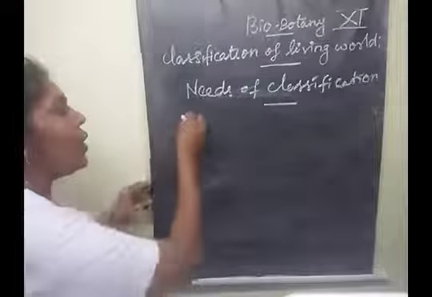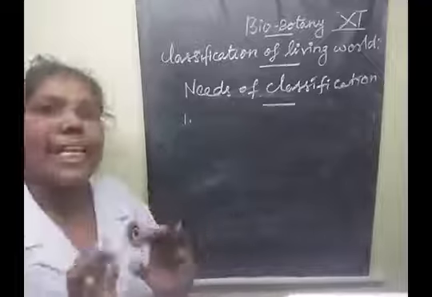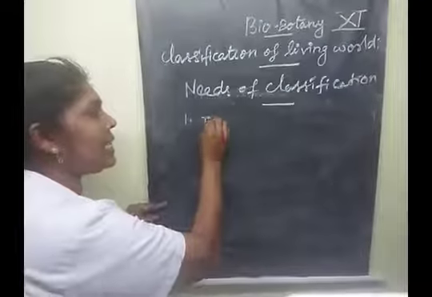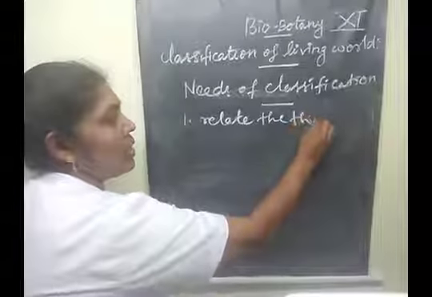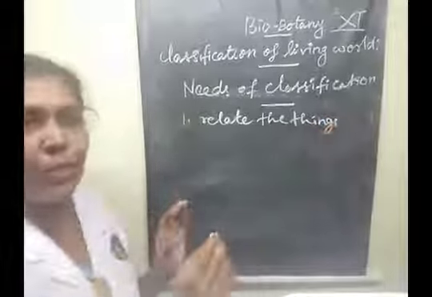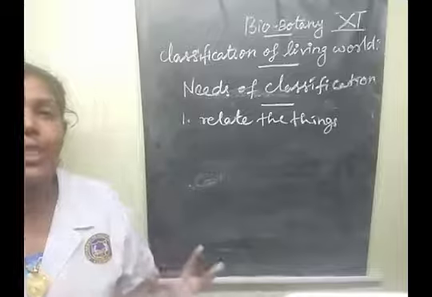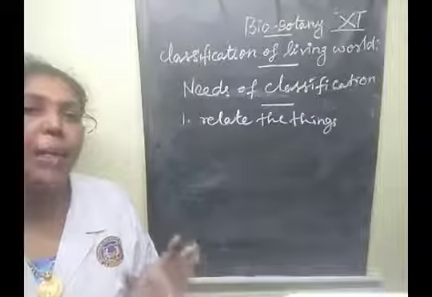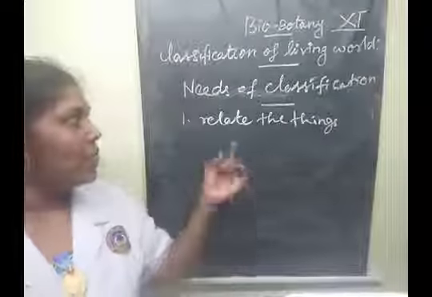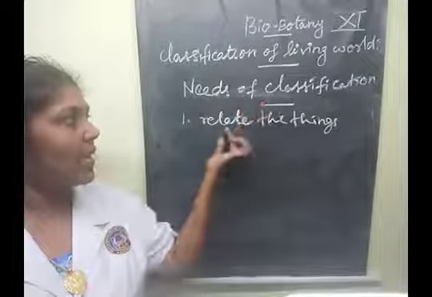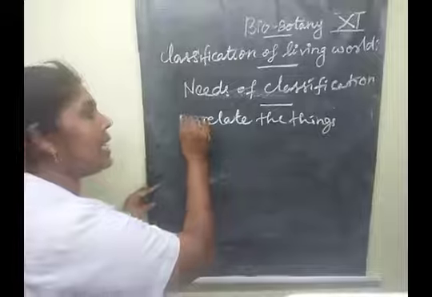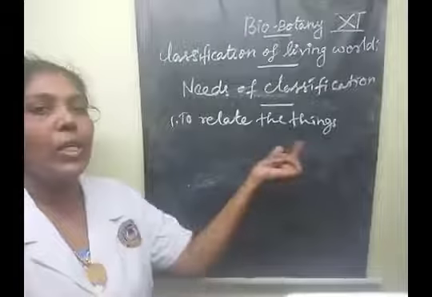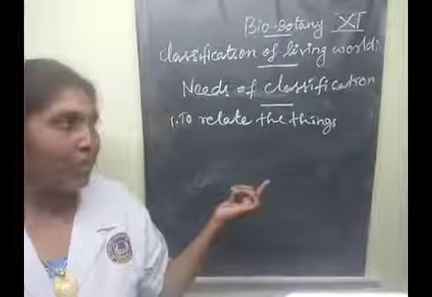First one, to relate things based on some common characteristic features. First, what is the need of this classification? To relate the things based on certain common characteristic features.